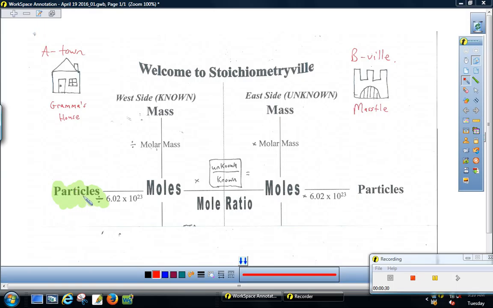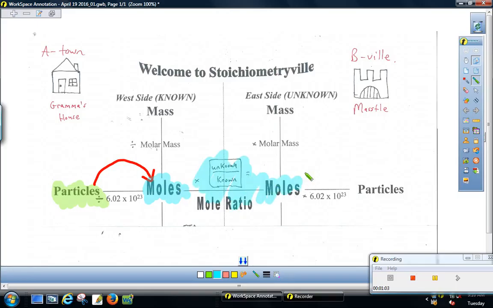The number of particles divided by how many particles there are per mole will allow you to convert into moles. So if we start with the number of particles and not the mass, we're going to multiply by 1 over 6.02 times 10 to the 23rd, which is the same as dividing by 6.02 times 10 to the 23rd. That will give us moles of known. From there, we do the same step. The heart of every stoichiometry problem is to go from moles of known into moles of unknown, and we do that by multiplying by the mole ratio, unknown over known.